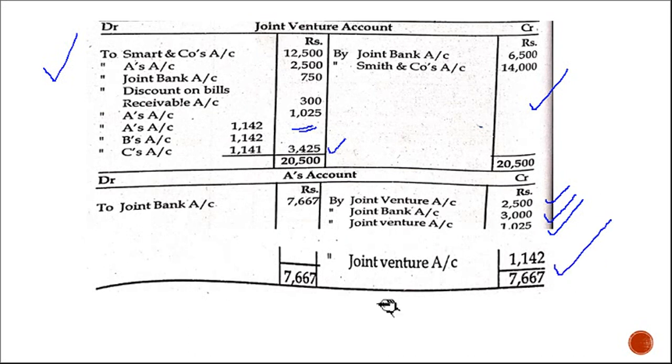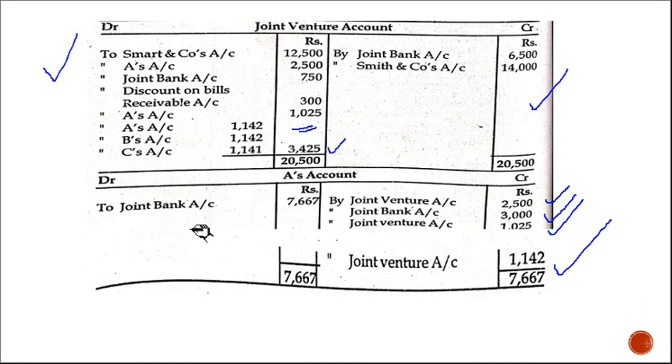If you are keenly observing, you'll understand on the credit side, these are the things that A has to receive from joint venture. And on the debit side, there are entries where A has to pay to the business. Credit side, the business has to pay to A, right? So business has to pay 2,500. That is, he brought the goods, he brought the capital, he has to get the commission, he has to get the profit. So total he has to get how much? 7,667. This should be paid.